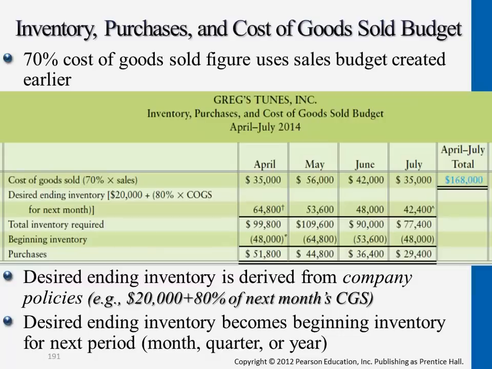So you will be using $20,000 plus 0.8 times $56,000 to get $64,800 for the first month, April. For May, you'll use $20,000 plus 0.8 times $42,000. This is the policy, and it will be given to you for each and every problem: what is the policy to determine their ending inventory and their cost of goods sold? If you have cost of goods sold and you have desired ending inventory, adding them together becomes the total inventory required in each and every month that they should have in their warehouse.